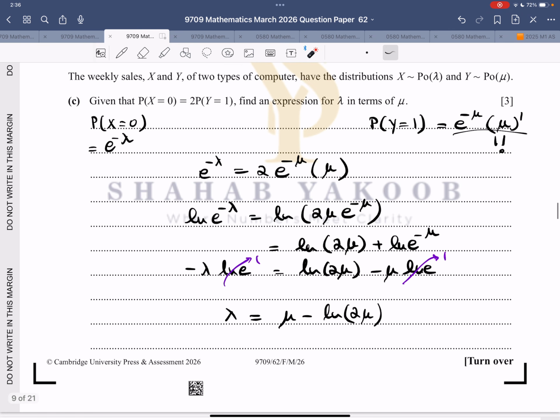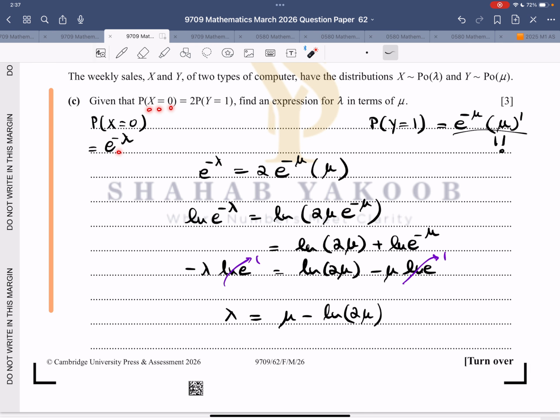Now a separate part. Now it says that given that probability x is equals to 0 is 2 times probability y is equals to 1. So now these are weekly sales. They have not introduced the variable x and y. That was me introducing it. The lambda and mu are different. We just need an expression for them.